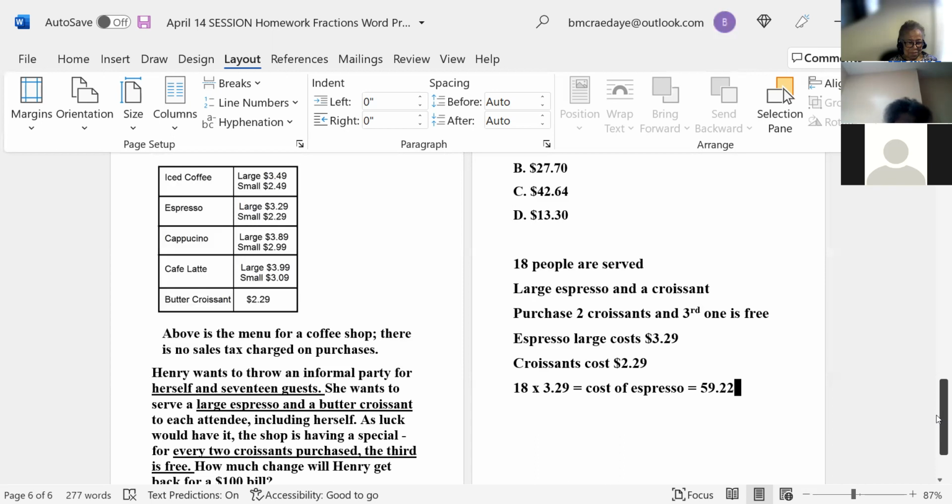Now, is it eight? 3, 6. No. Now 9. Think about it. 18 people, and if you say 2 and you get a third one free, right? 18 divided by 3 is equal to 6. So she needs to buy 6 sets of 2 croissants to get the third one free. Also 12. That's it. Very good, Vanessa. So she must buy 12 croissants.